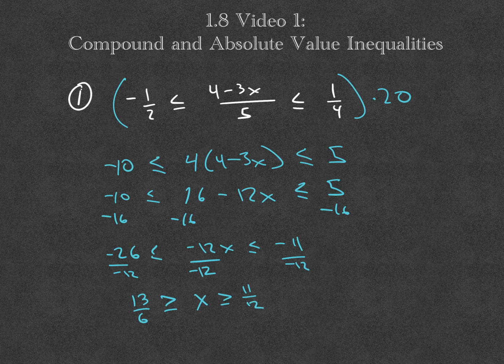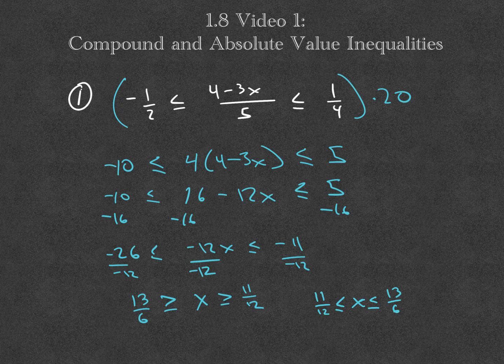Just do a check in your head, make sure numerically it still makes sense. This is a number smaller than 1, this is a number bigger than 2, so we're okay with this order. And so that's my inequality solution. Some people prefer to rewrite it going smallest to biggest: 11/12 less than or equal to x, less than or equal to 13/6. Both are mathematically correct.